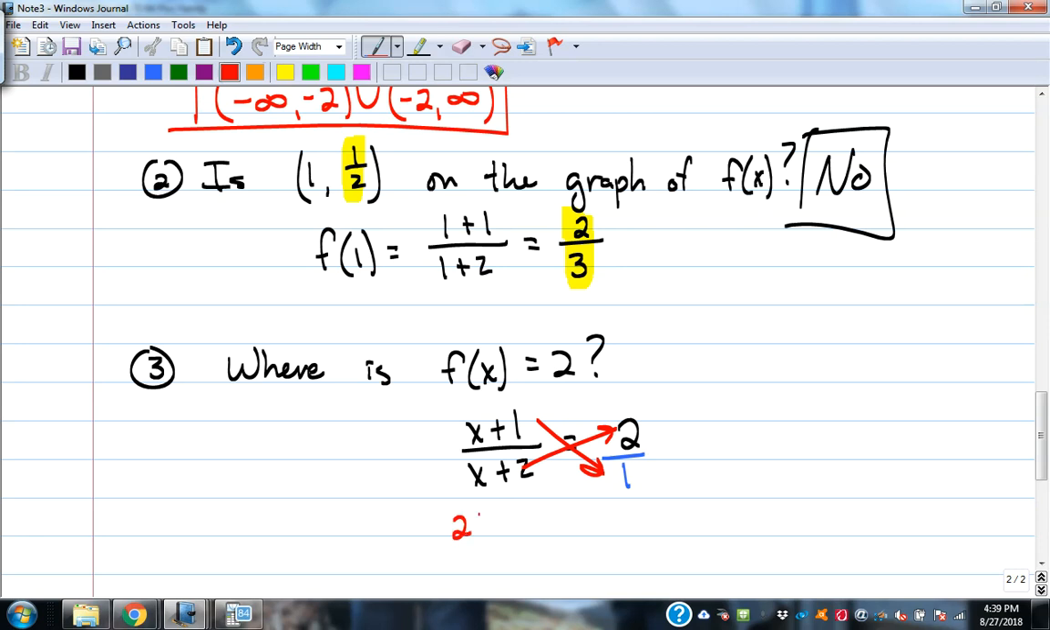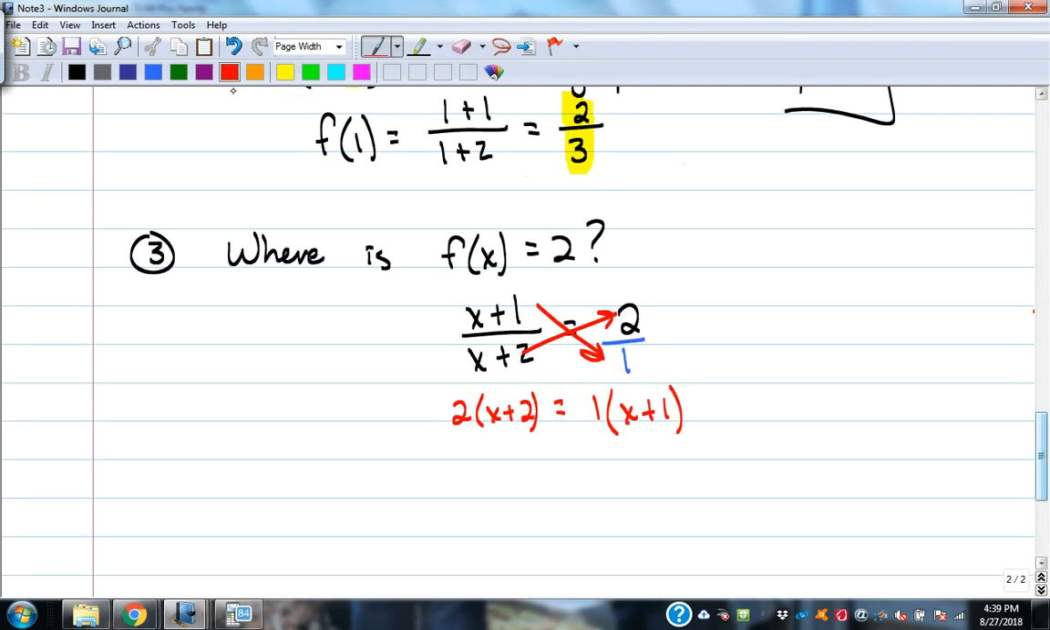2 times x plus 2. So I'm just showing an extra step here you probably wouldn't show. You would probably go ahead and do this math and get 2x plus 4 equals x plus 1, and solve that problem. Subtract x and subtract 4. That'd be x equals -3. That's where y is equal to 2, at the point (-3, 2).